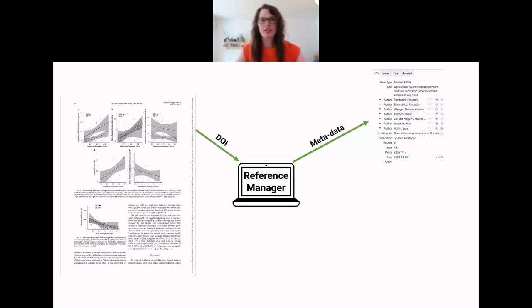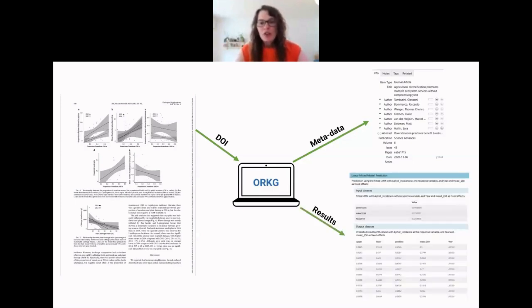And we all know the benefits of reference managers that make our lives so much easier when we're trying to compile our citations. But with the ORKG, what we're doing is we're creating a system that does this, but in addition to the metadata, this DOI lookup function also captures the results of the paper, the actual substance of the paper that we would want to reuse in a synthesis. And this is done simply by saving the data that we produced in these short R scripts in a standardized file format called a JSON file. And this is just a type of file that the ORKG can easily read.